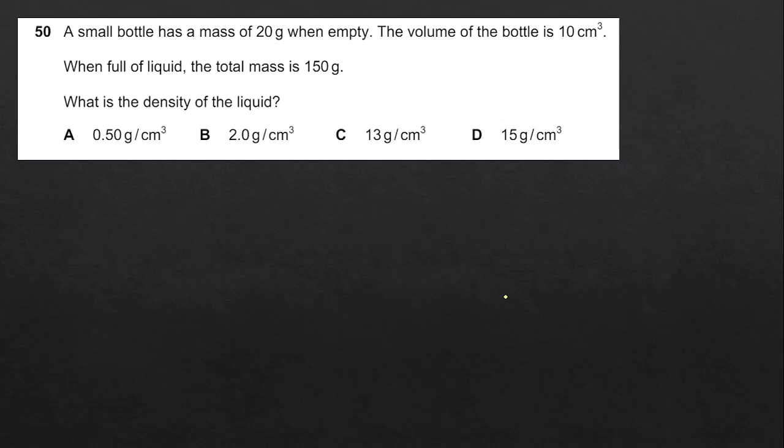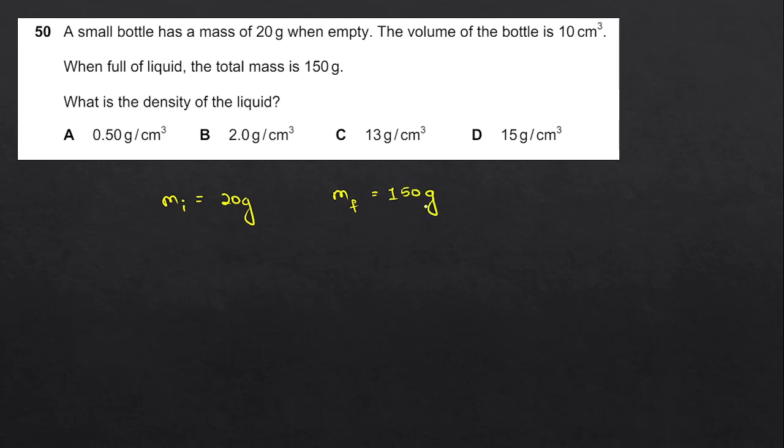Let's look at question 50. A small bottle has a mass of 20 gram when empty. The volume of the bottle is 10 cm cube. When full of liquid, the total mass is 150 grams. What is the density of the liquid? So we know the initial mass of the container. The empty container has a mass of 20 grams. Then after filling it with liquid, the mass of the container is 150 grams.